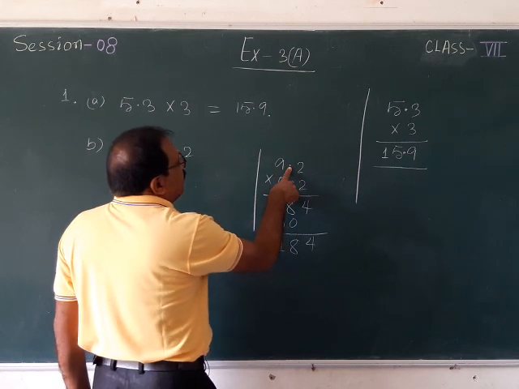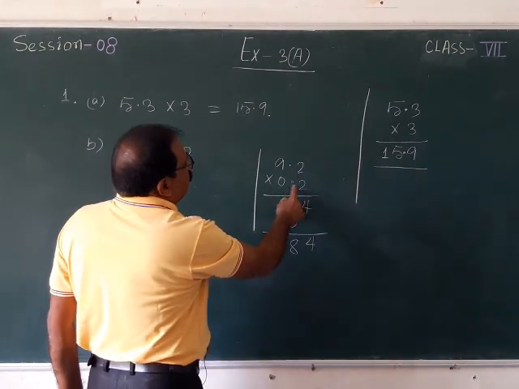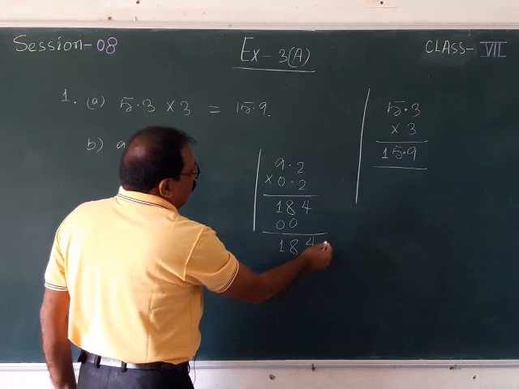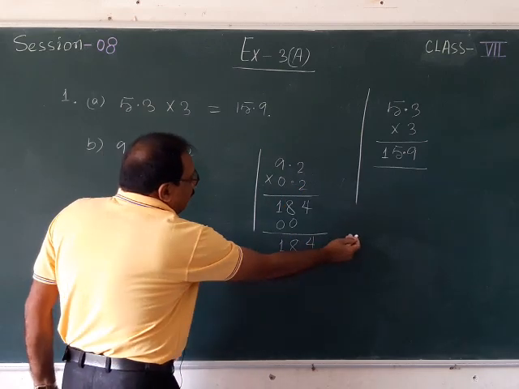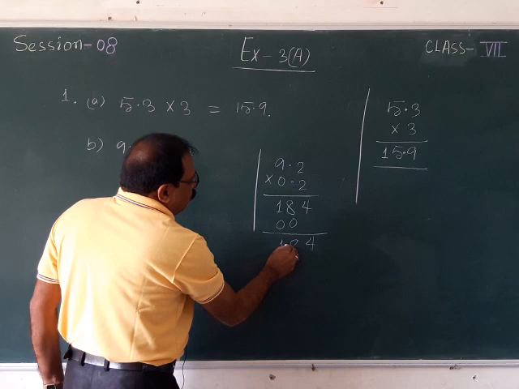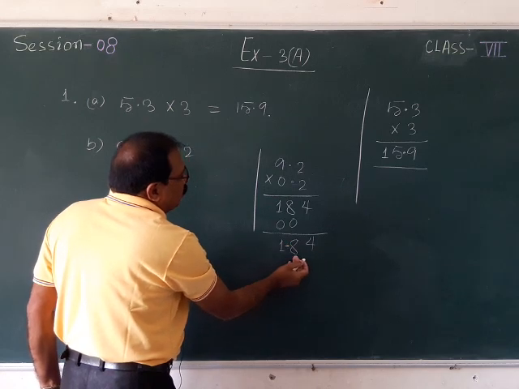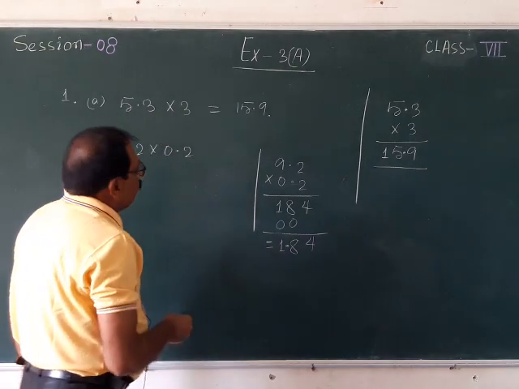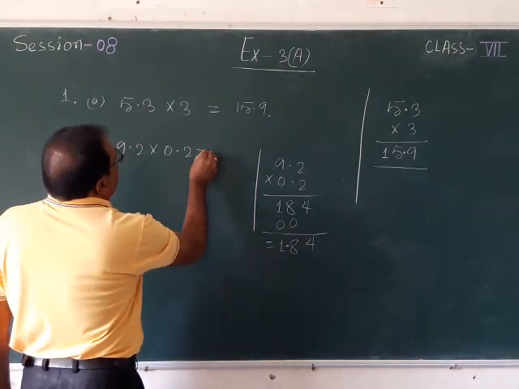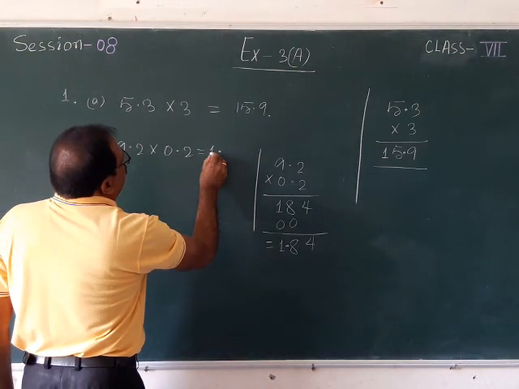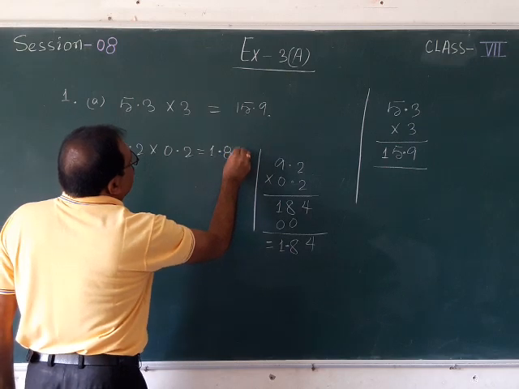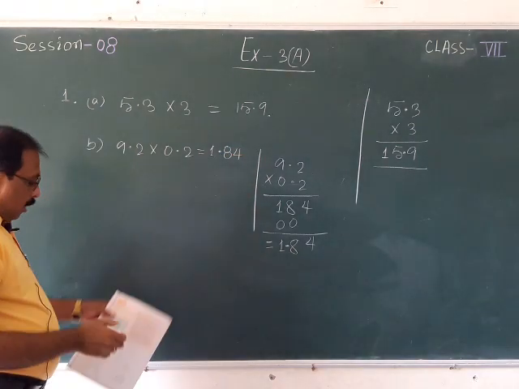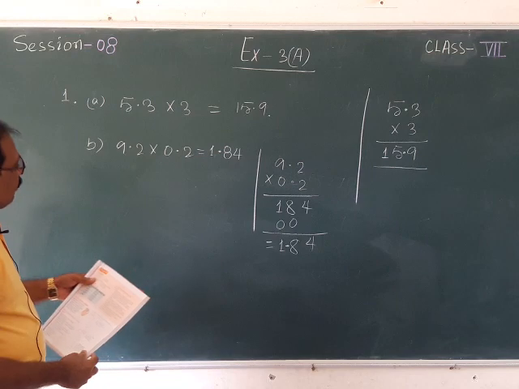Now after the decimal there is 1 place and there is 1 place, and 1 plus 1 is 2 places. So you shift your decimal from right to left after 2 places, that means 1 and 1, 2 digits. You are just counting from right to left and putting the decimal. So the answer will be 1.84. So that is how I am counting the decimal point.